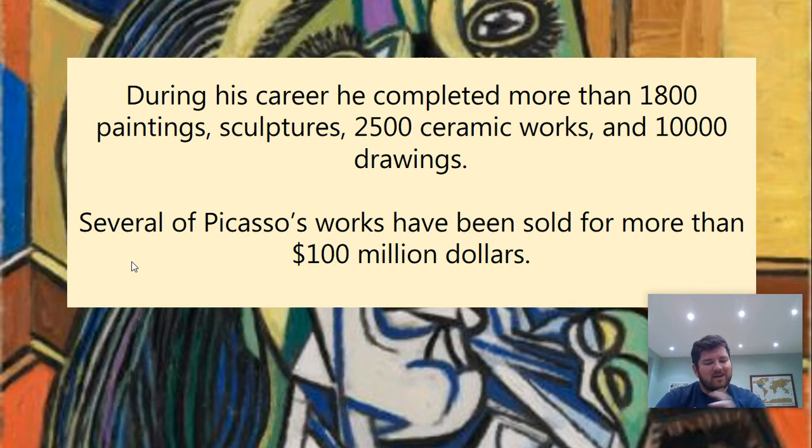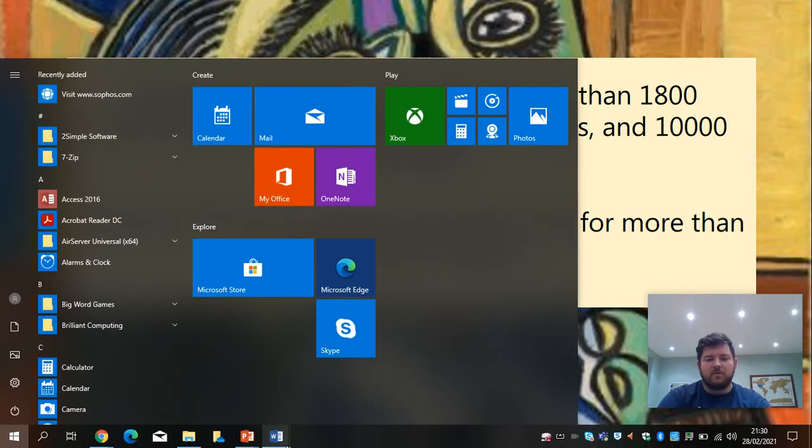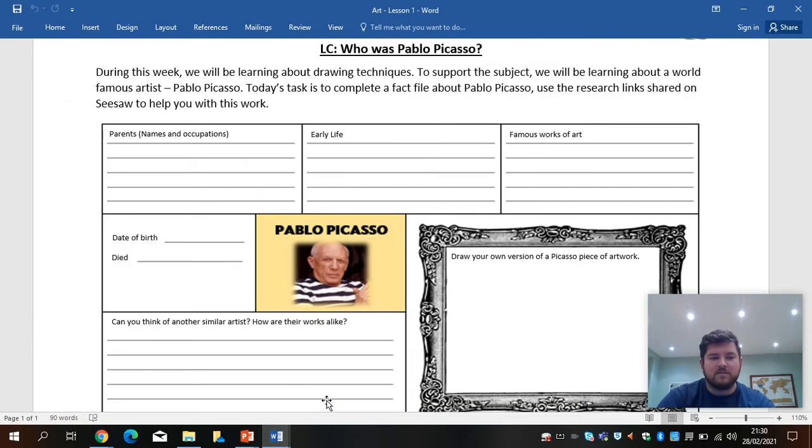Okay, now that is just a little flavour of who Pablo Picasso is. But today, this is your challenge, this sheet. What I would like you to find out is all about Pablo Picasso. I'd like to find out who his parents were and what their occupations were, what jobs they did. His early life, so what inspired him, what got him into this. Some famous works of art, well, there were 3 in the video, so you could magpie those. Date of birth and the date he died. The date of birth, again, if you're watching, is given in this video.